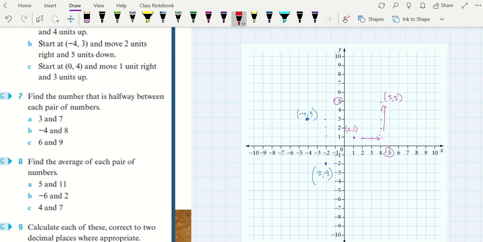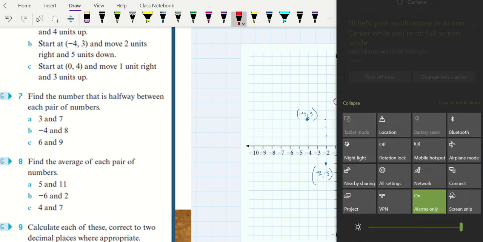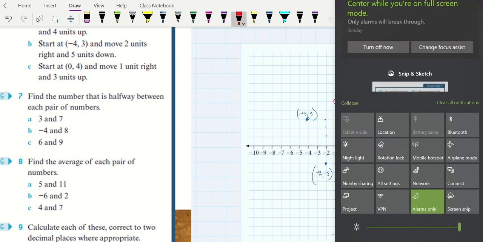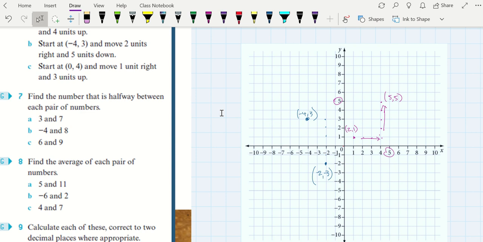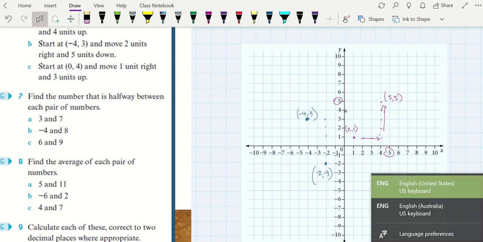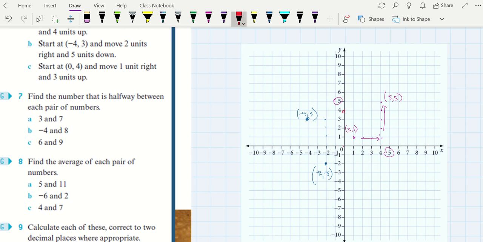Okay, let's try a different colour. Start at 0 on the x-axis and 4 on the y-axis. So where were we? We've got 0 and 4, so that's there. And we're moving 1 unit to the right, and then 3 units up. So 1, 2, 3. 3 units up here. So this now becomes 1, 6.